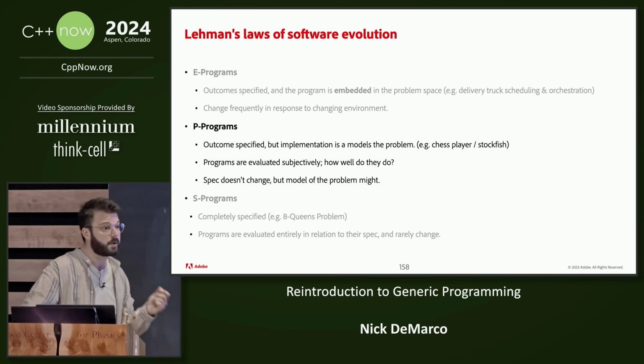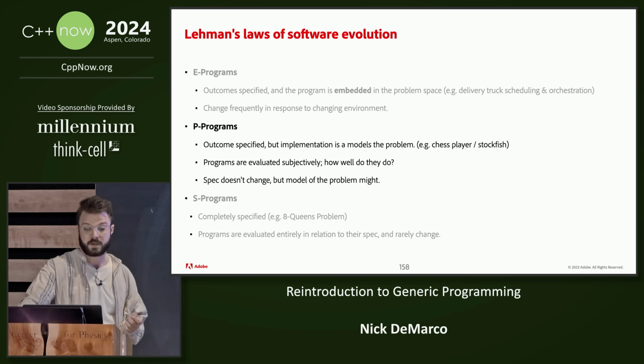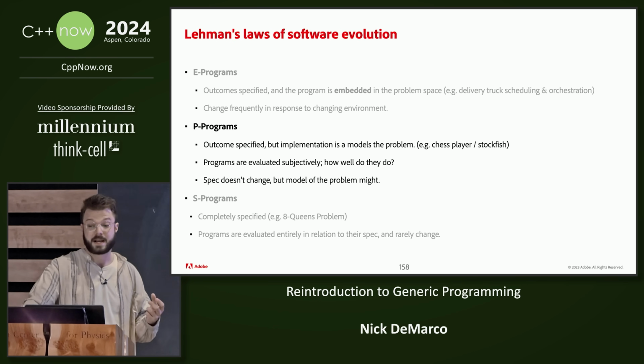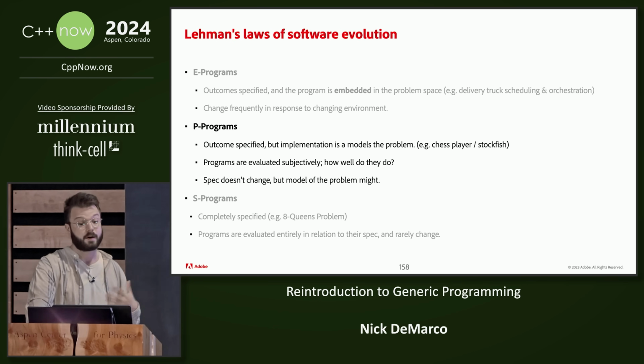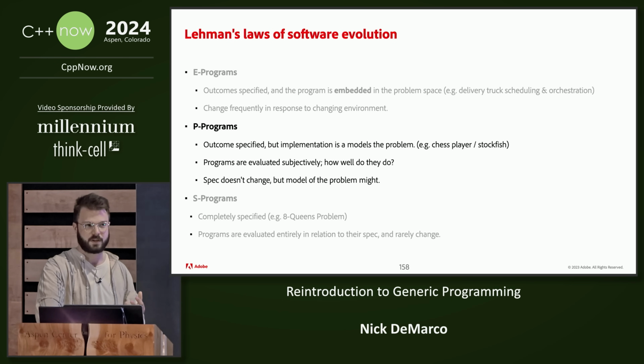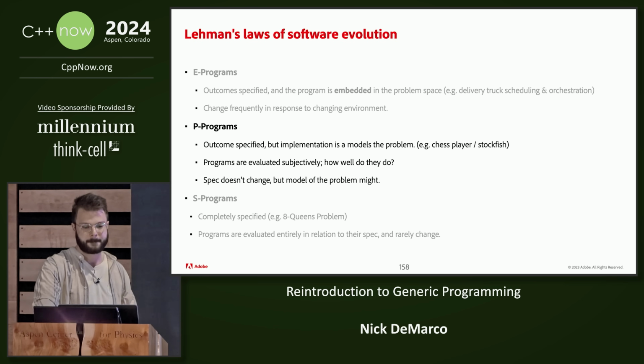And then, of course, evaluating P programs is harder because their quality is subjective. It's not binary, right? And while iteration on a P program might improve the model and therefore the quality of the output that we get from it, the spec doesn't really change. It stays at "play chess well." The spec is pretty static.